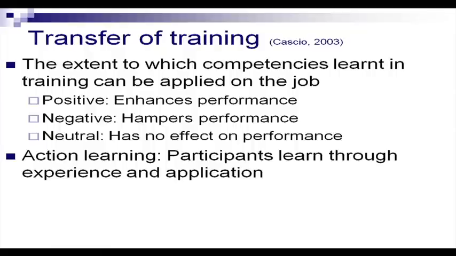So there are various ways in which this can hamper performance, and neutral is that it has no effect on performance. You learn something new but you are not able to use it on the job. It doesn't hurt you, but it's also not helping you. So all of these are different aspects of transfer of training. Action learning is where participants learn through experience and application on the job.